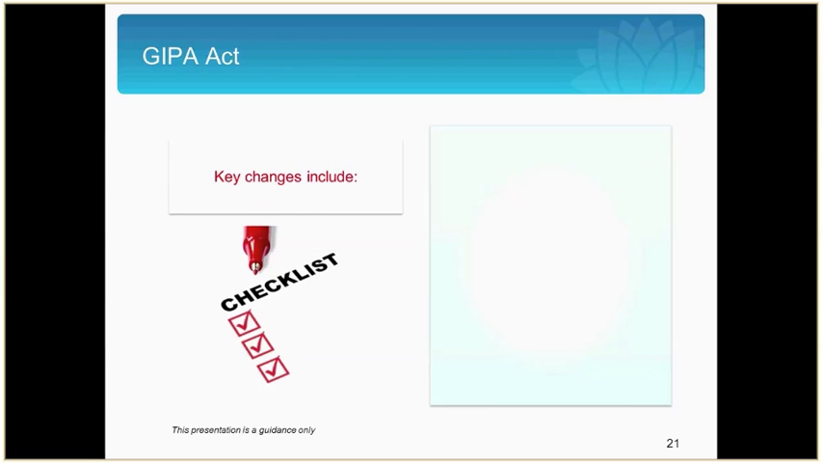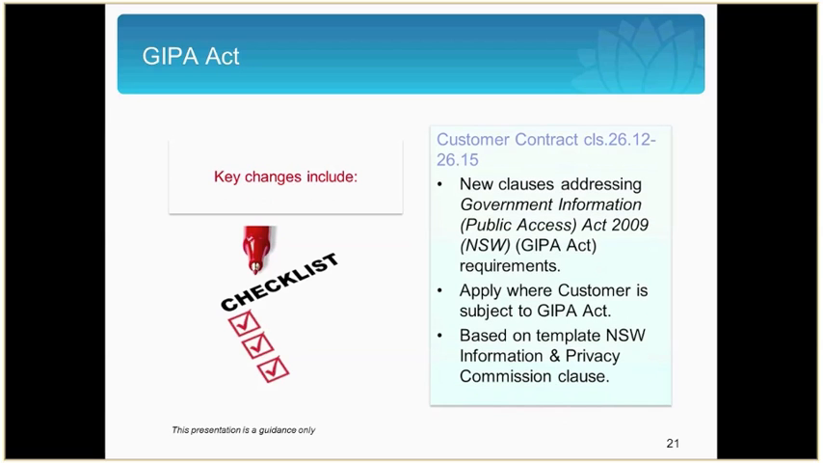There are now new provisions to address legislative requirements under the Government Information Public Access Act 2009, that is the GIPA Act, New South Wales. These are clauses 26.12 to 26.15 of the customer contract and apply where the customer is subject to the GIPA Act.